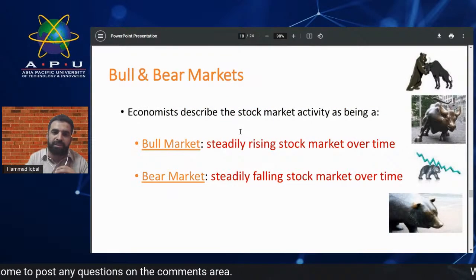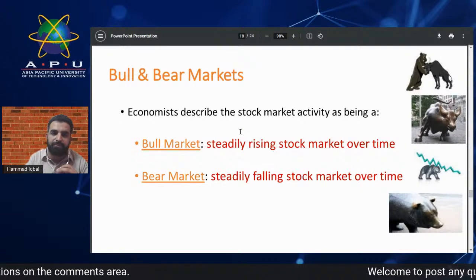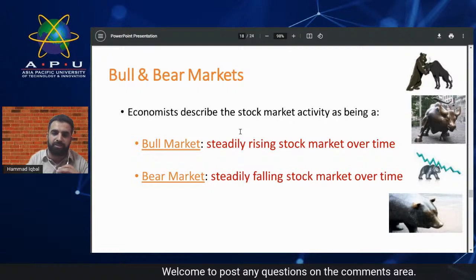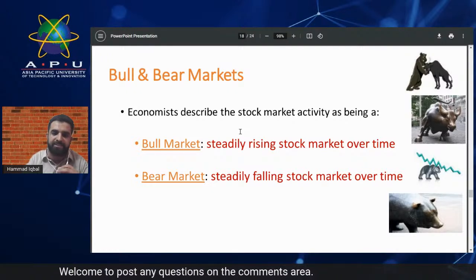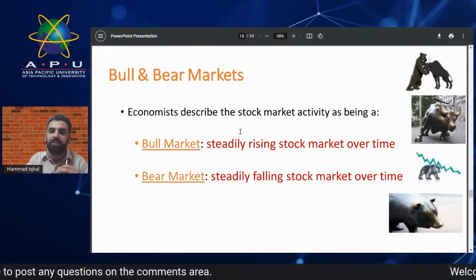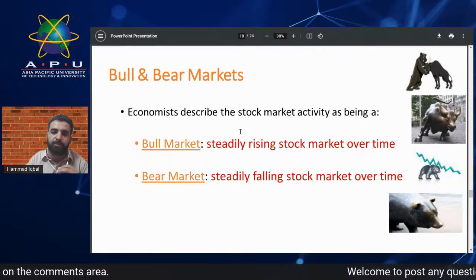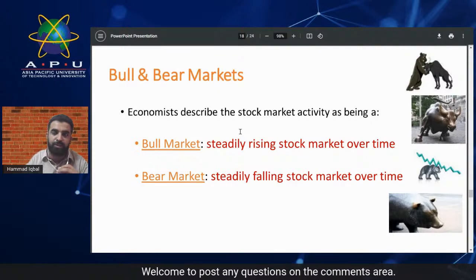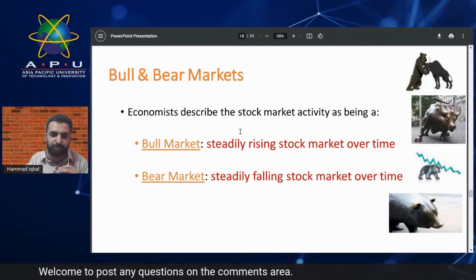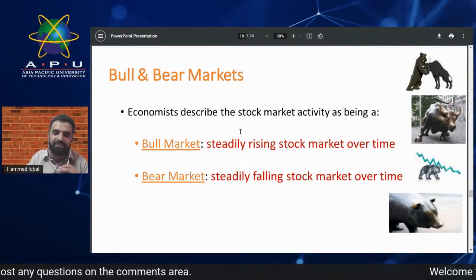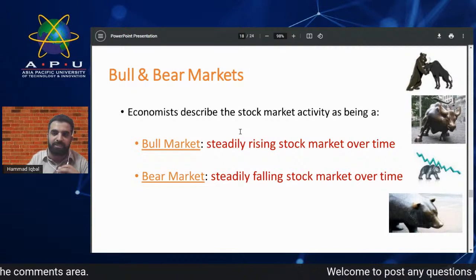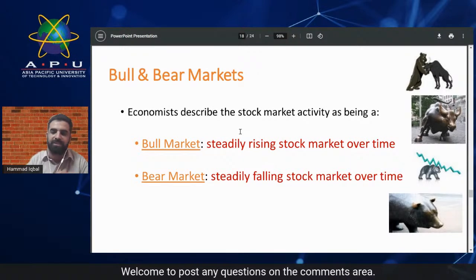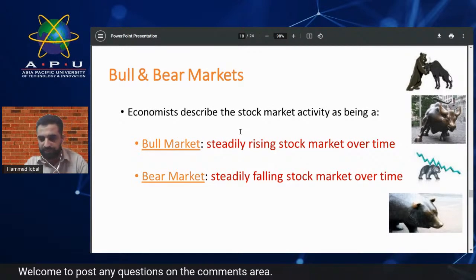There are two terms we hear in public: bull market and bear market. When the market increases, it's a bull market. When the market decreases, we usually say bear market. Why is it called a bull market? A bull usually attacks a person from the upside, so that's why it's called a bull market. A bear market is called that because a bear attacks from the downside, so once the market goes down, it's called a bear market. Can we move to the next one?